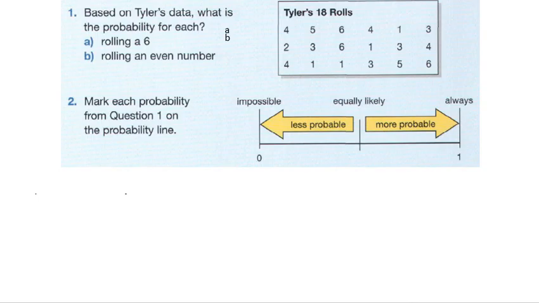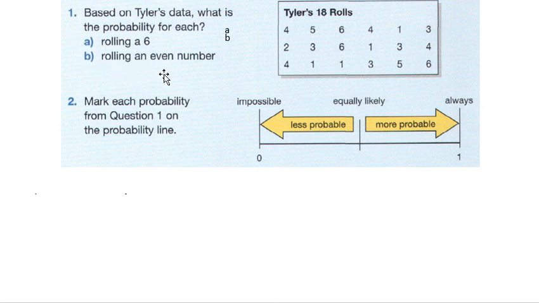To begin, this is pure review. There's nothing new that you've learned here. So we're going to be reviewing things you've already learned previously. Number 1, based on Tyler's data, what is the probability for each? Rolling a 6, A, and B, rolling an even number.